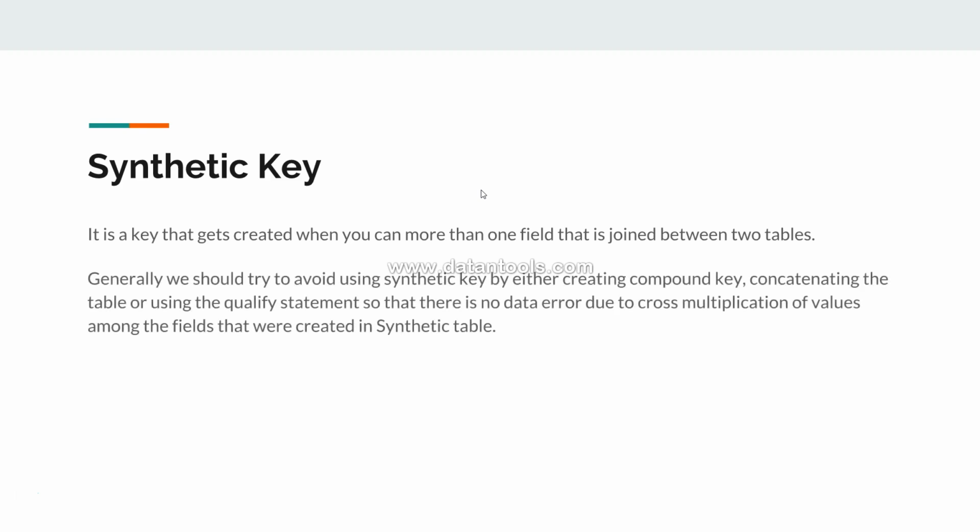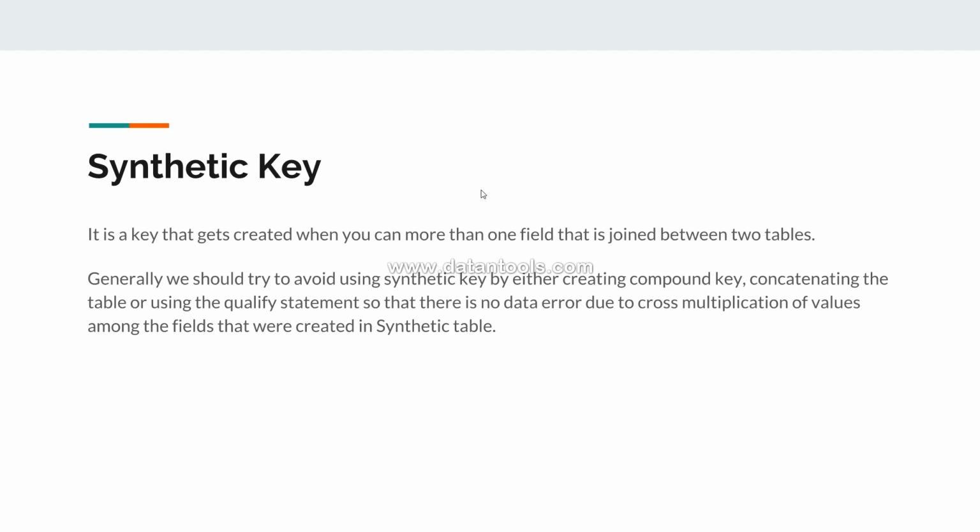So I think that's pretty much what I've written in the next statement, that generally we should try to avoid using synthetic key by either creating a compound key, which is by concatenating two different fields, or concatenating the table itself, or using the qualify statement, which I have explained in one of the previous videos, so that there is no data error due to the cross multiplication or the cross tab of values among the fields that were created in the synthetic table. Sometimes it does not create it, so you should be very, very cautious once it gets created, and always evaluate the result. But it's better in every circumstance to avoid it.